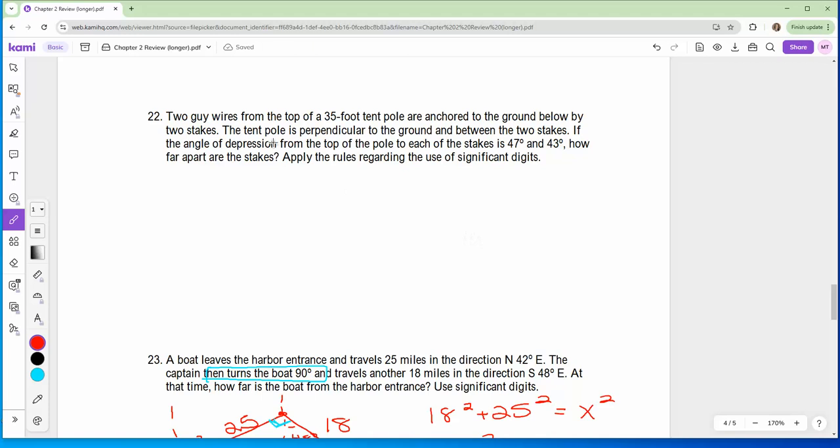Alright, so 22, we have two guy wires from the top of a 35-foot tent pole. We have a pole, 35 feet tall, anchored to the ground below by two stakes. The tent pole is perpendicular to the ground, right angle, and between the two stakes. The stakes are on each side.